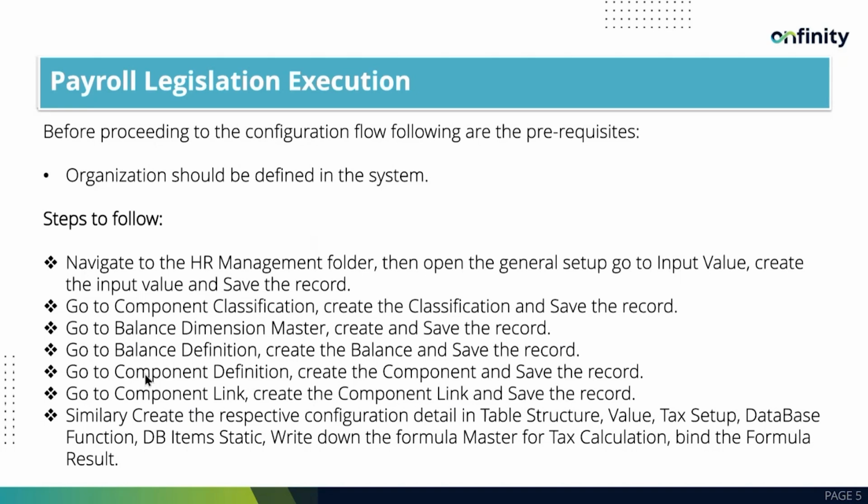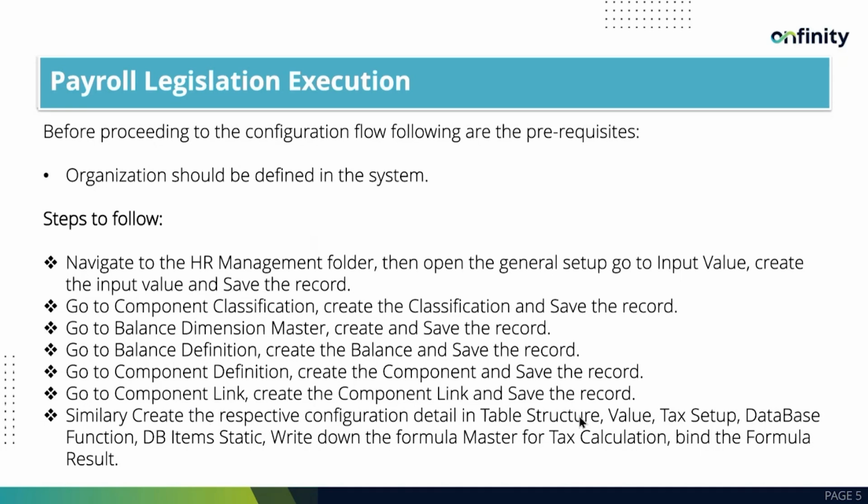Now we create individual salary components in component definition. Examples of these components are basic, HRA, PF, professional tax, and tax deduction. Each component is assigned its type, such as earning or deduction, its processing type, and its input value. Component link is the process of linking a newly created component so that it can be used further in the system. This allows for assigning or tagging the component to an employee.